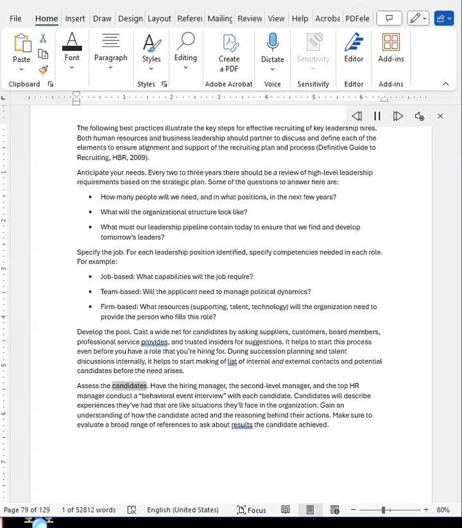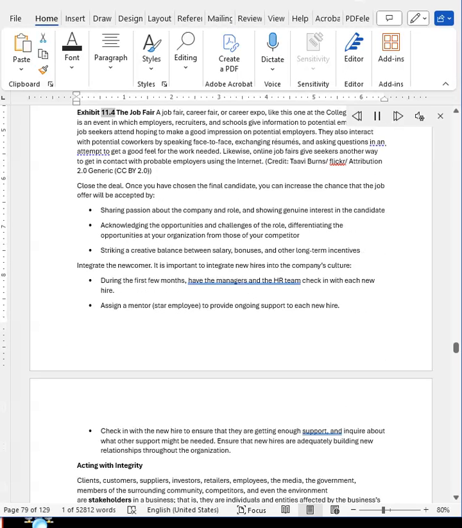Assess the candidates. Have the hiring manager, the second-level manager, and the top HR manager conduct a behavioral event interview with each candidate. Candidates will describe experiences they've had that are like situations they'll face in the organization. Gain an understanding of how the candidate acted and the reasoning behind their actions. Make sure to evaluate a broad range of references to ask about results the candidate achieved.